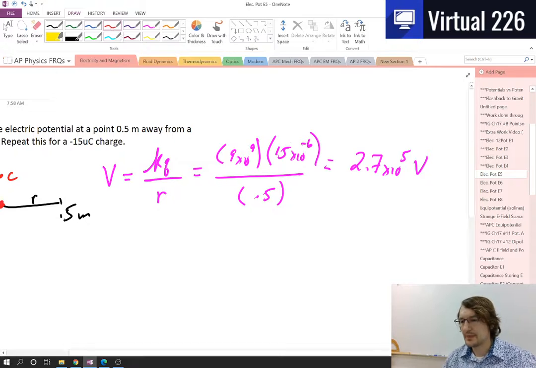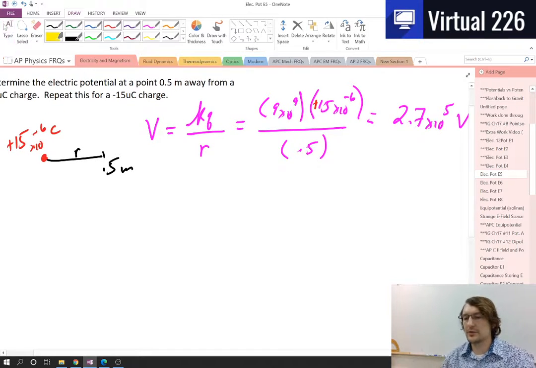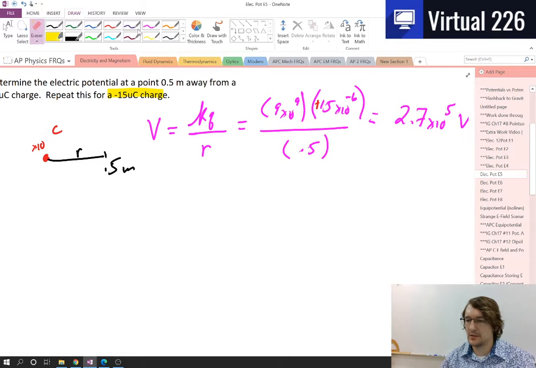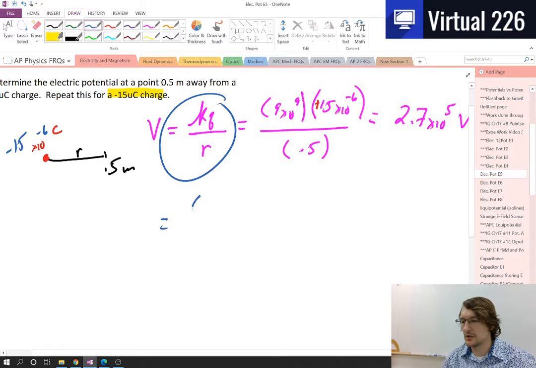Notice that I did leave this as positive. Okay. If we want to do this for a negative 15 microcoulomb charge, well, we do the same thing, except this time, instead of it being positive 15, we're just going to say it is negative 15 times 10 to the negative 6th. And the equation is the exact same. We're still going to have KQ over R here. So it's going to be 9 times 10 to the 9th. I will put in the negative here.